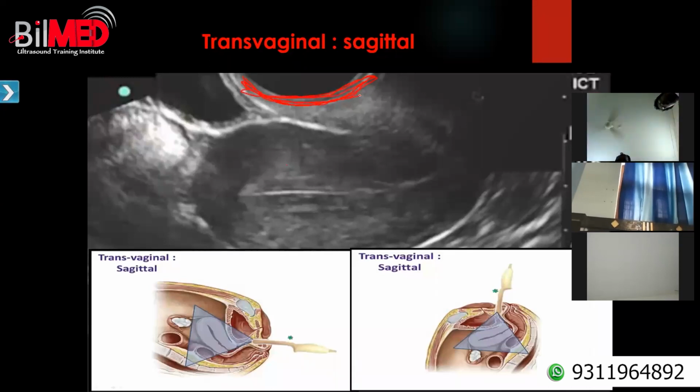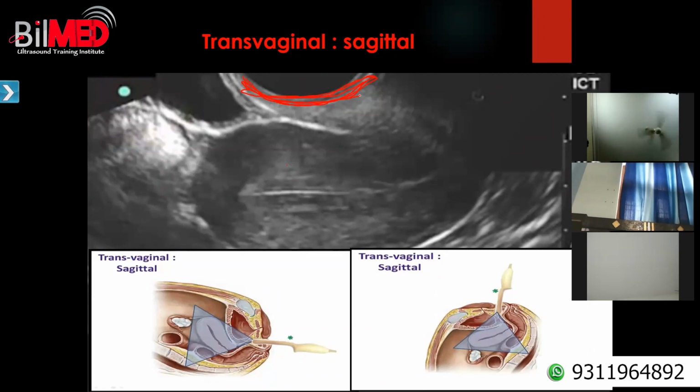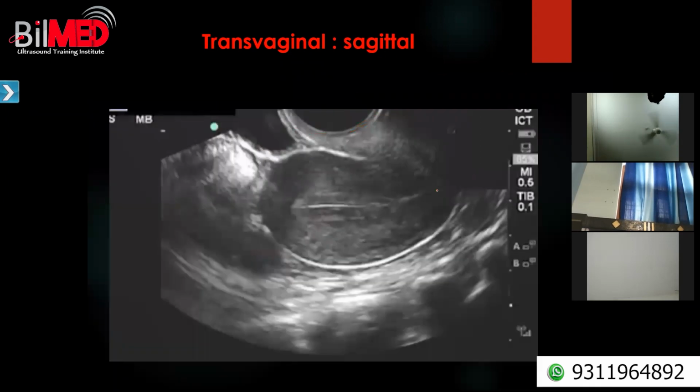Now, question. This footprint is on the top of the monitor always. Yes or no? Not always, sir. In your machine, is it on the top, or the bottom, or on the right side? Is this the TVS image? Yes or no? This is the TVS image.